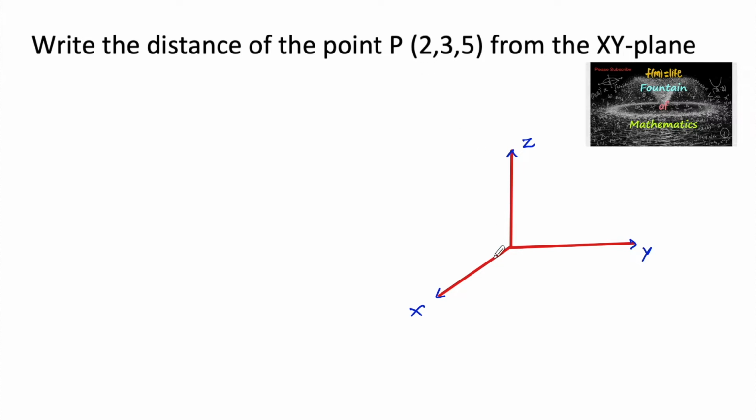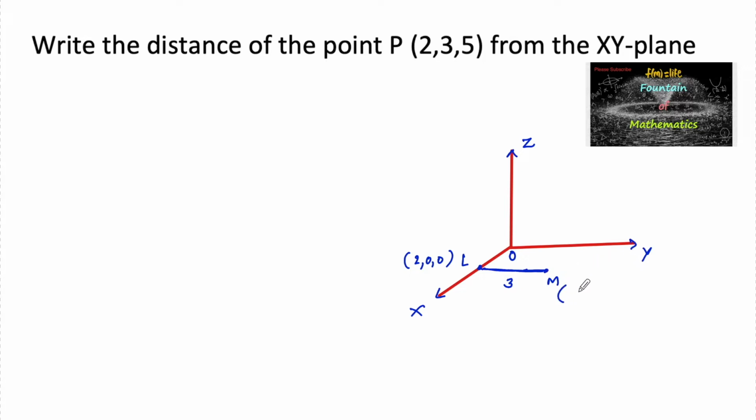So 2 units on x-axis. So this is origin. So 2 units along x-axis, positive direction of x-axis. Say this is L. So here is a point (2, 0, 0), and then 3 units of y coordinate. So parallel to y-axis we can draw a line 3 units. So this is 3 units. Say M is the point. So M is a point on xy plane.